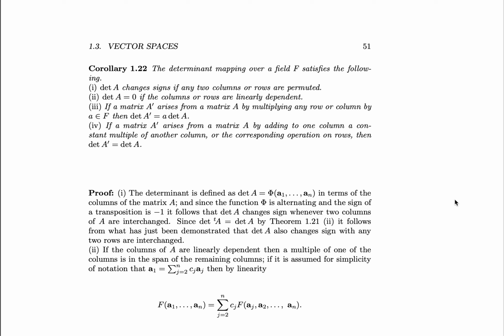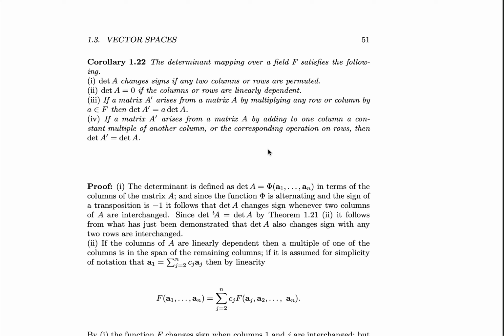Hello and welcome. Today we're going to continue with some more properties of the determinant, starting with this corollary. The determinant mapping over a field F satisfies the following. 1. The determinant of a matrix changes sign if any two columns or rows are permuted. 2. The determinant of a matrix is 0 if the columns or rows are linearly dependent.